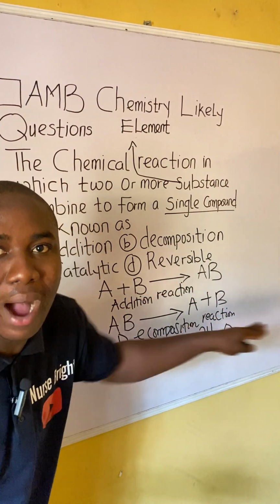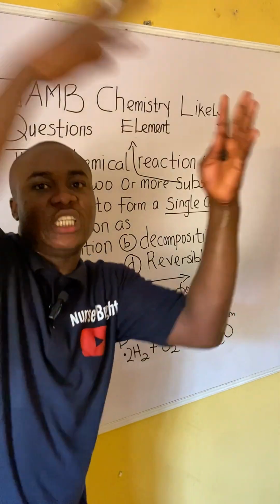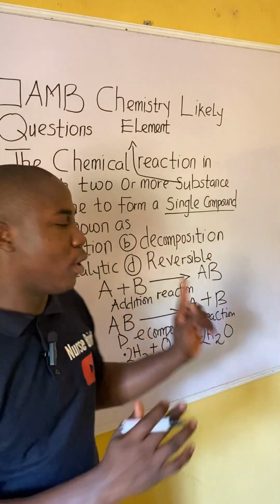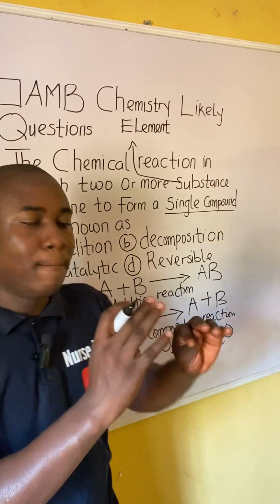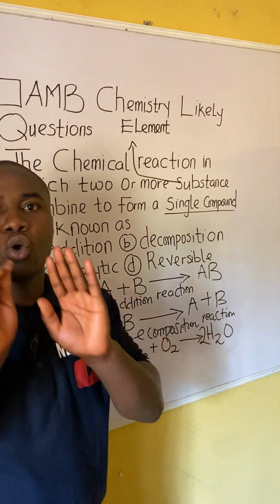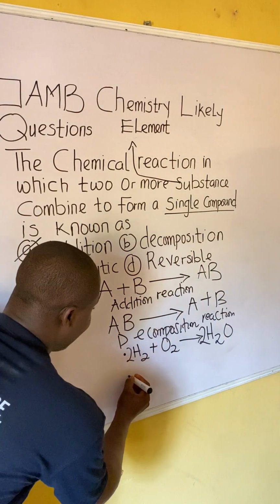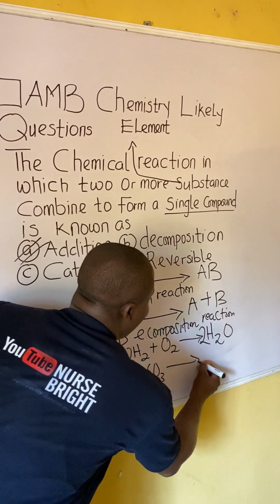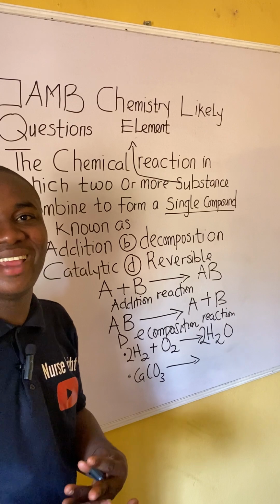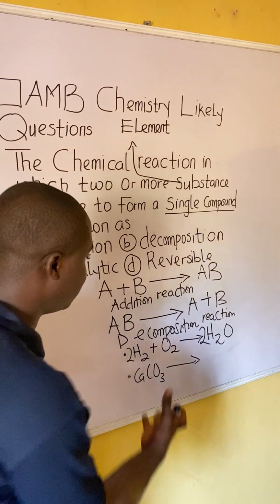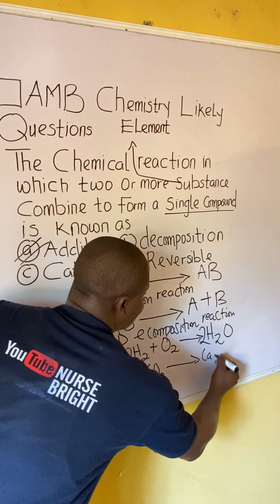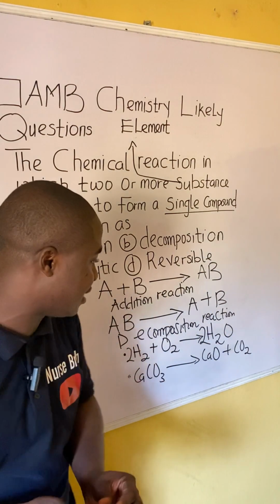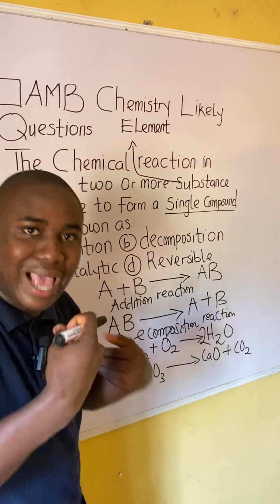Just tell me what happened here. What type of reaction? Is it addition? Is it decomposition? Is it catalytic? Is it reversible? I'm going to talk on catalytic and reversible shortly, but just tell me the answer to this question. So here is another practice question, whereby I have another compound, CaCO3. This guy was broken down. We got CaO plus CO2. The reaction is actually balanced, all right? You don't have to be scared.